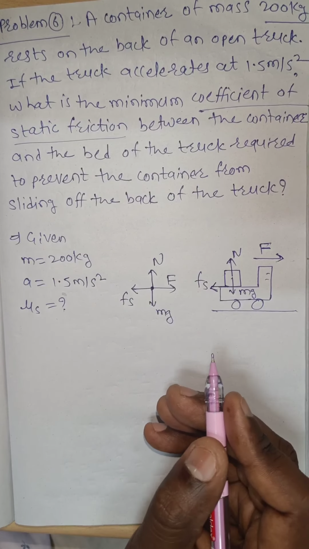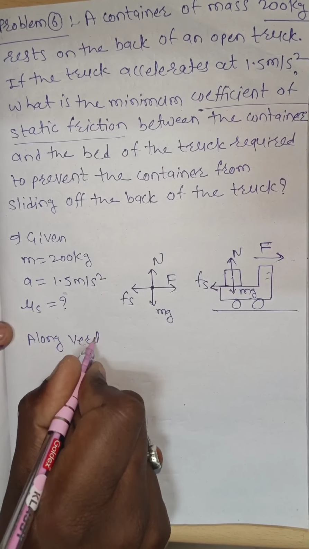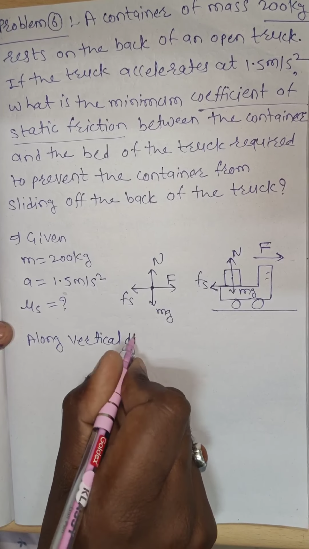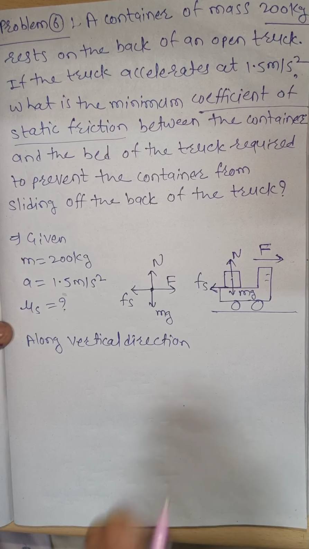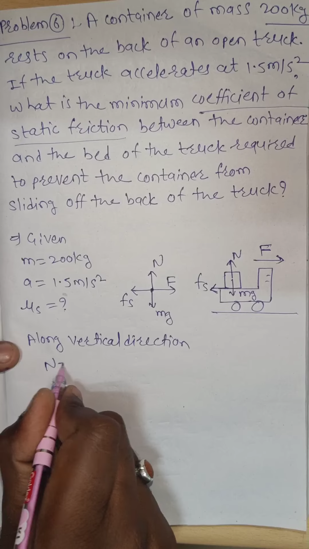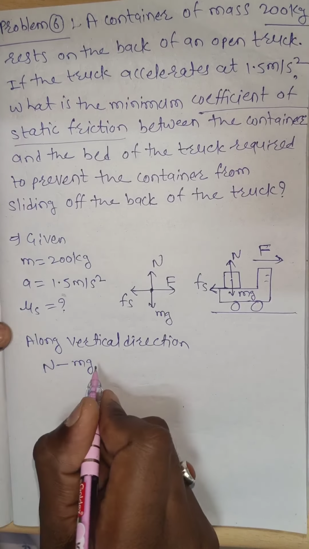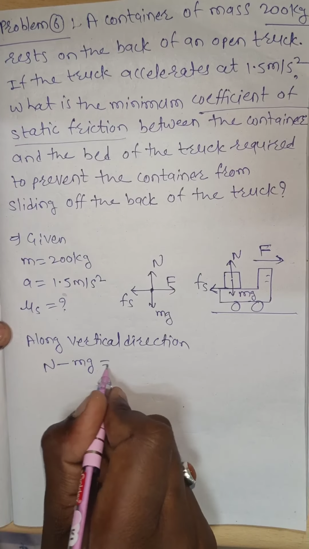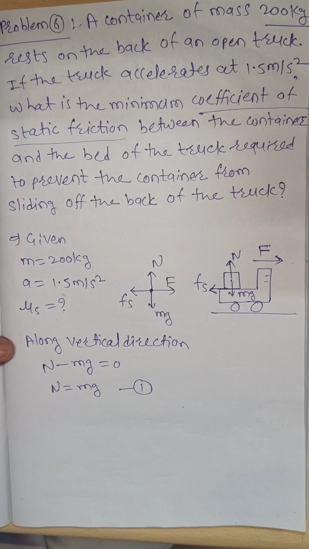Along the vertical direction there will be no acceleration. Along the vertical direction, which means along the y-axis, N is in the upward direction, and the gravitational force is in the downward direction, therefore N minus mg is equal to 0. From that, N is equal to mg. Now this is equation number 1.